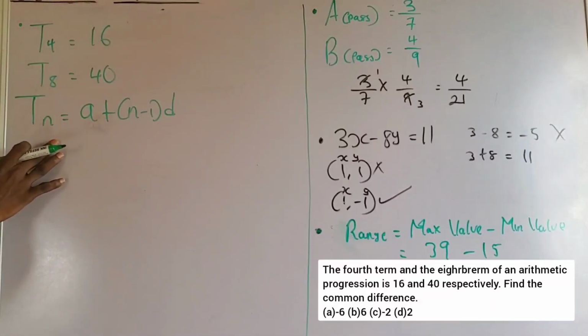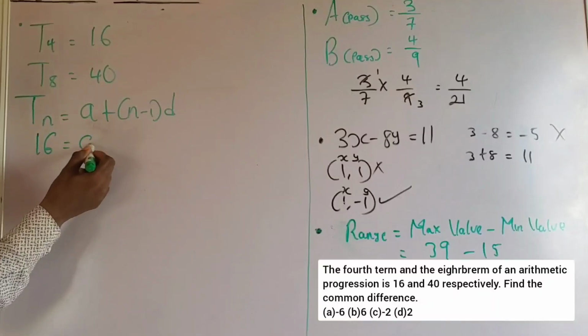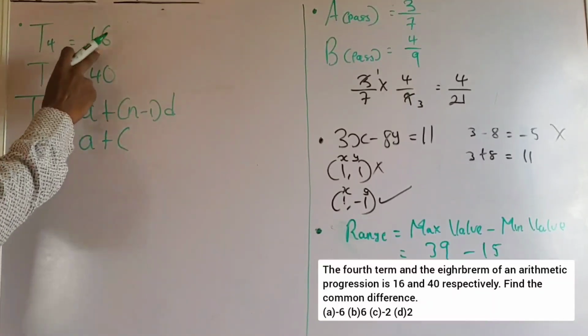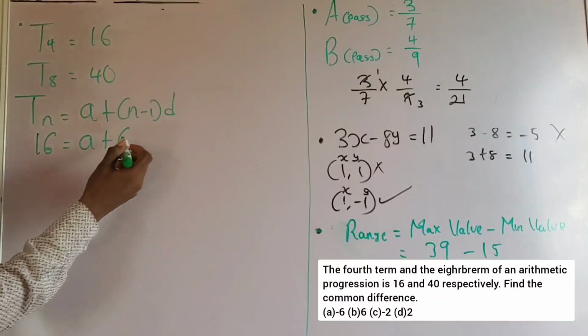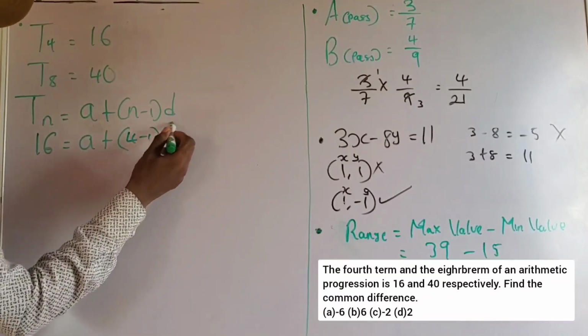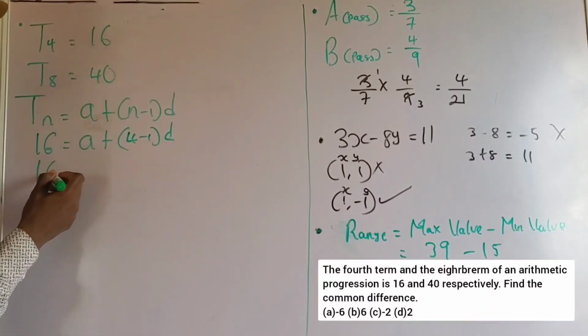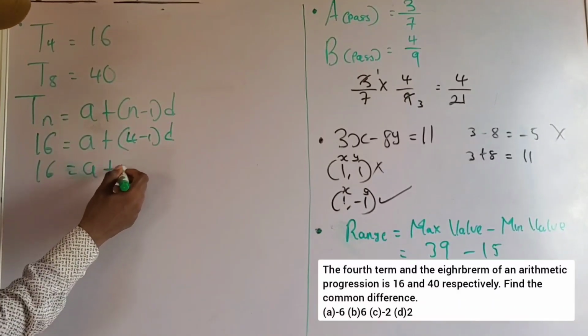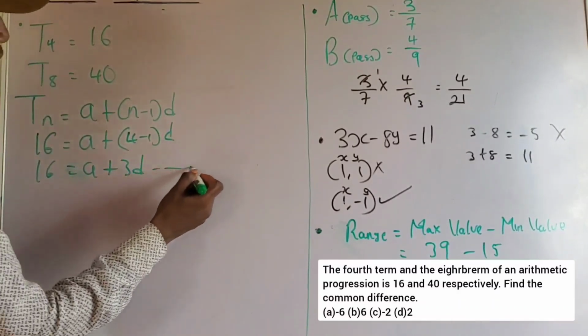Now, we have been given that the fourth term is 16, right? So T4 is 16, so I'm going to have 16 equals a plus, now n will be 4 because the fourth term has been given as 16. I'm going to have 4 minus 1 multiplied by d. So I'm going to have 16 equals a plus 3d. Call this one equation 1.